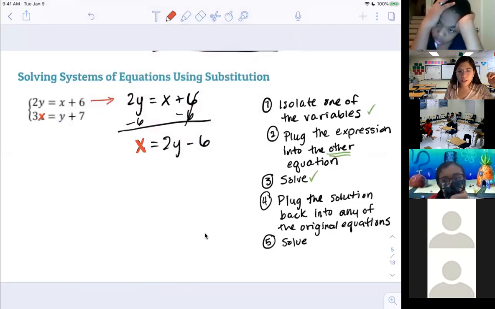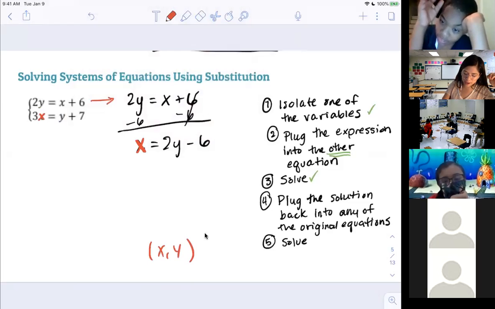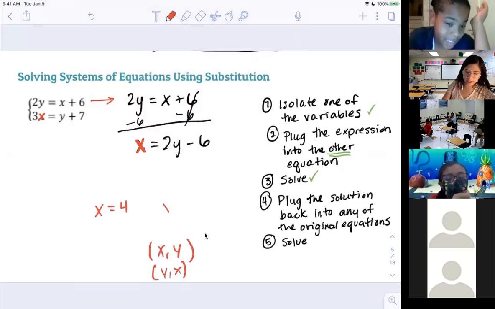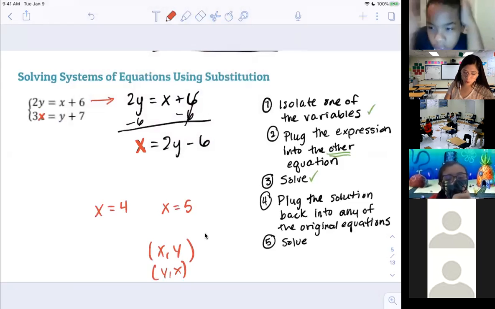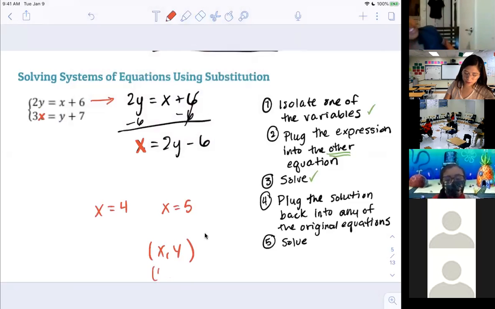Tyrone, what was your question? How do you know which goes in? Is this x? Is it going to be x comma y or y comma x? So we had x equals 4 and y equals negative 5, right? Yes. So coordinate points are always x comma y. So that's why the final answer was 4 comma negative 5.